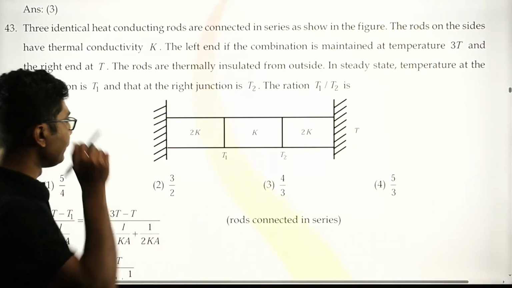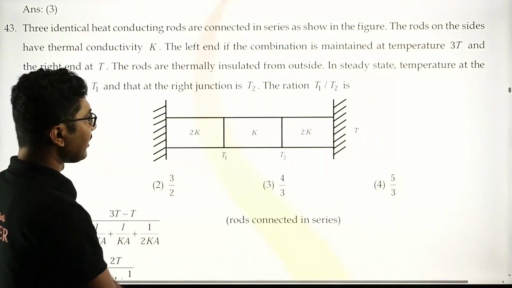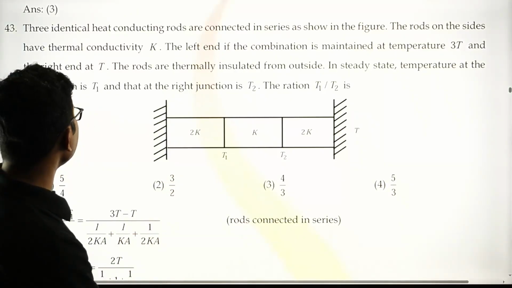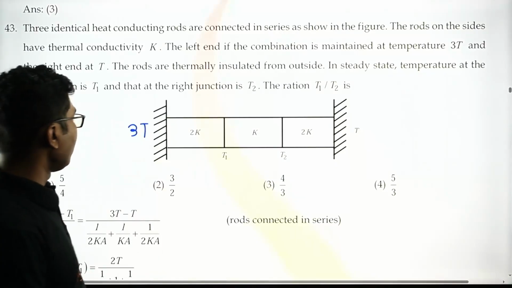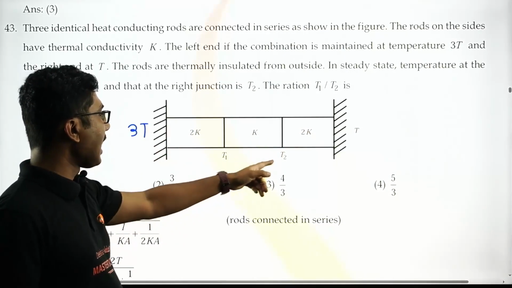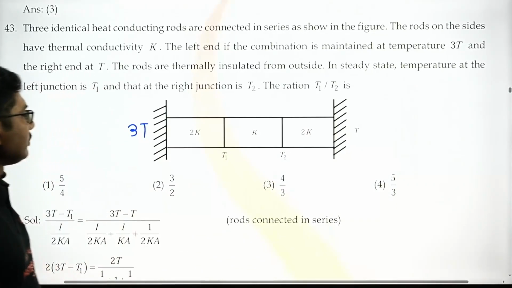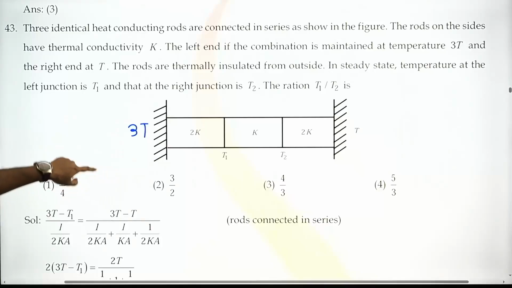If you see the figure, on the left side it is 3T, and on the right side it is T. The outer rods are 2K, 2K, and in between we have K, and the temperatures at the junctions between these media are T1 and T2. You have to find the ratio of T1 by T2.